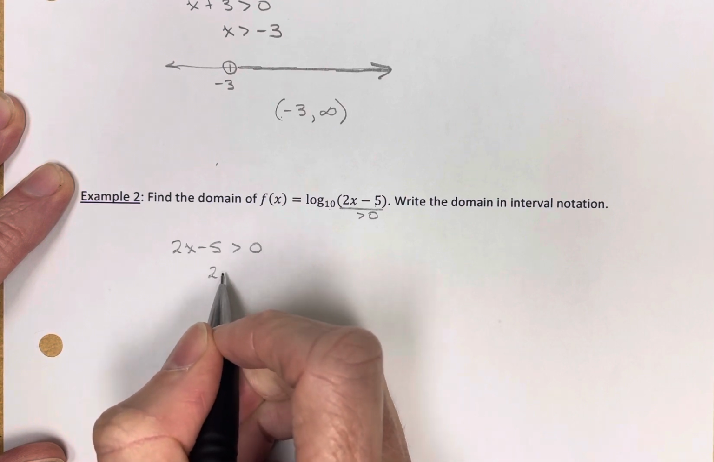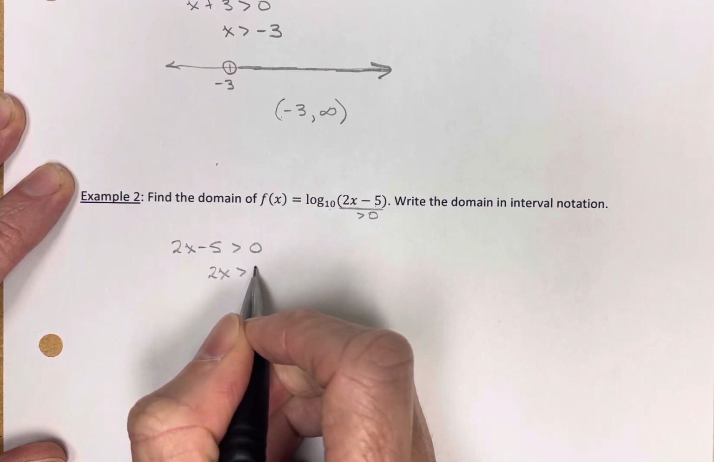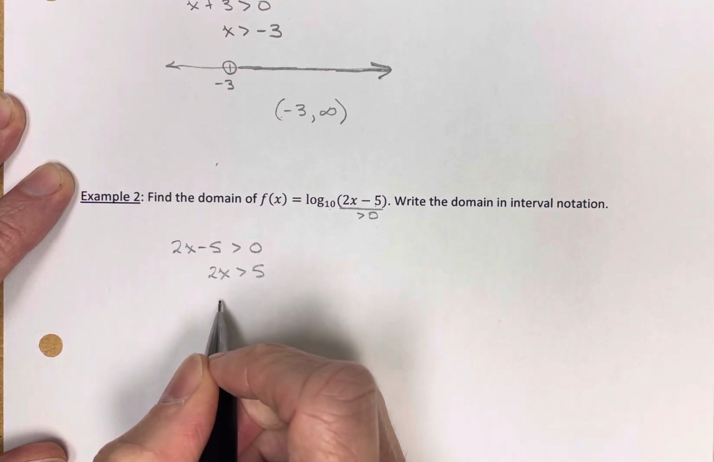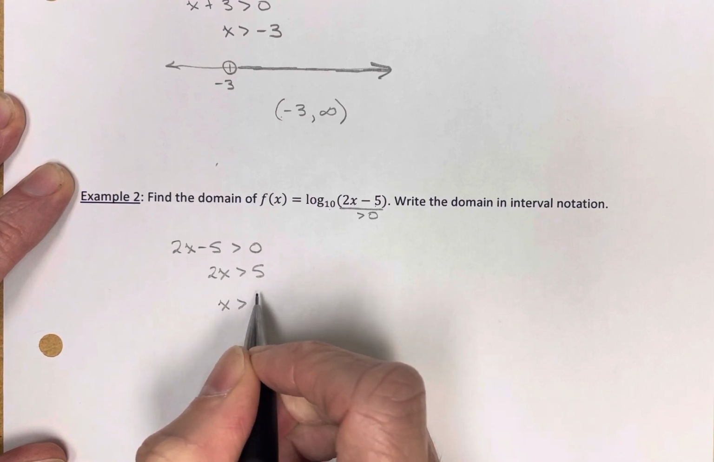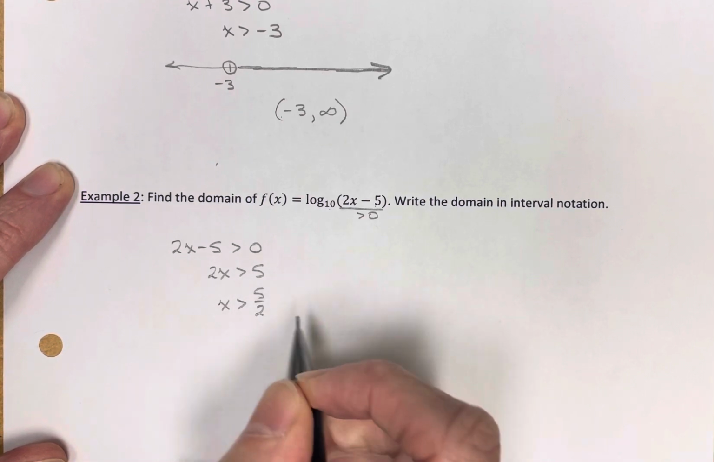Subtract 5 from both sides: 2x is greater than 5. Divide both sides by 2, and x is greater than 5 halves.